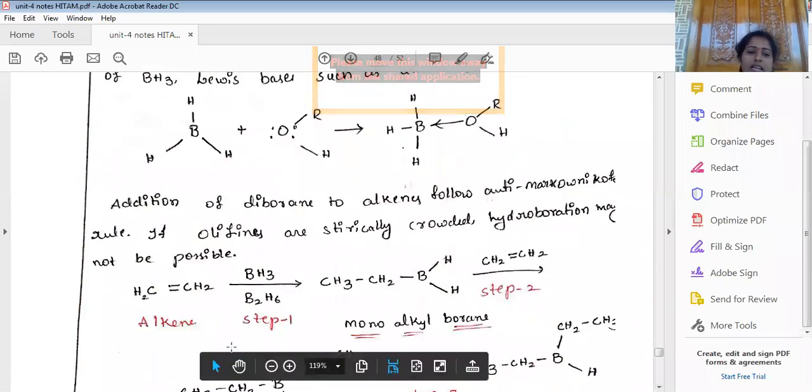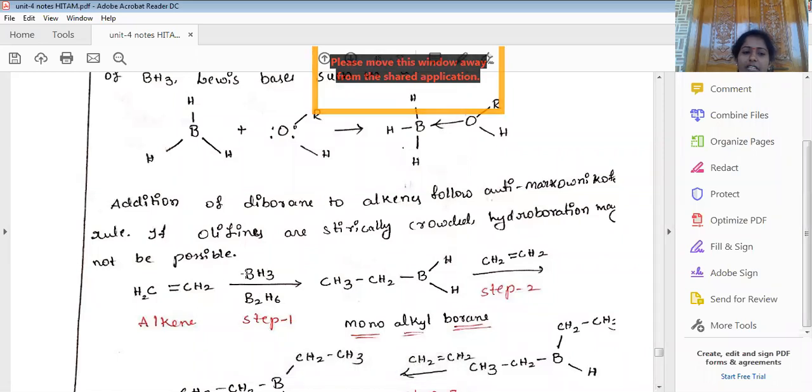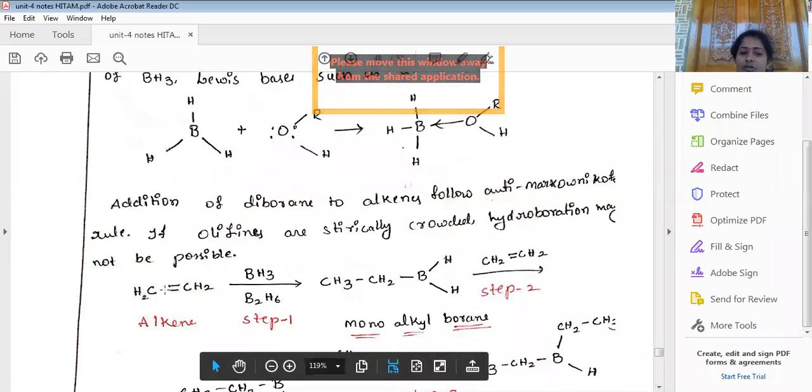When this alkene or olefin, the carbon-carbon double bonded compound, is treated with BH3 or borane, otherwise we may take B2H6 diborane, in step 1, what happens? One of the carbons is added with hydrogen of BH3, and the second carbon is added with BH2. Here BH3 is ionized into H and BH2. One of the H is added to carbon, and the second carbon is added with BH2.